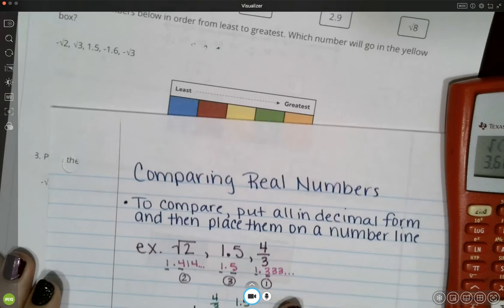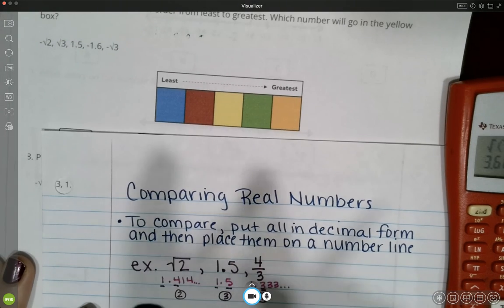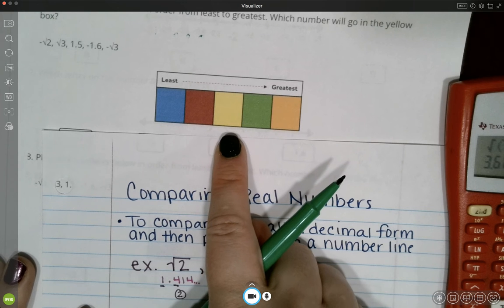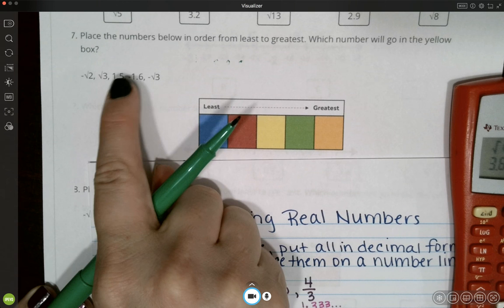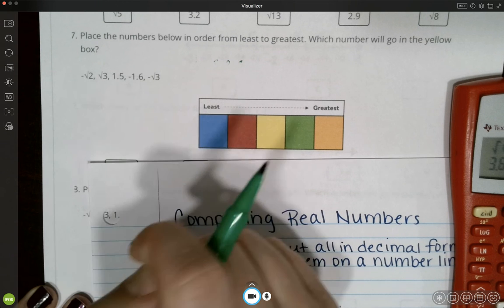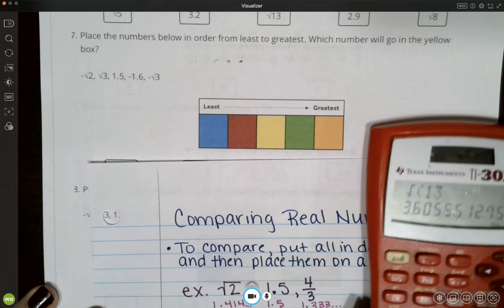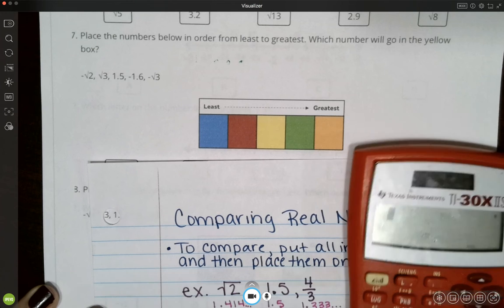Okay? Another one here, this one is asking me for the yellow box, which means I actually have to put them in order. But here's the thing. Some of them are negatives and some of them are positives. So let's talk about how to order negative numbers. All right, so let's go ahead and calculate.